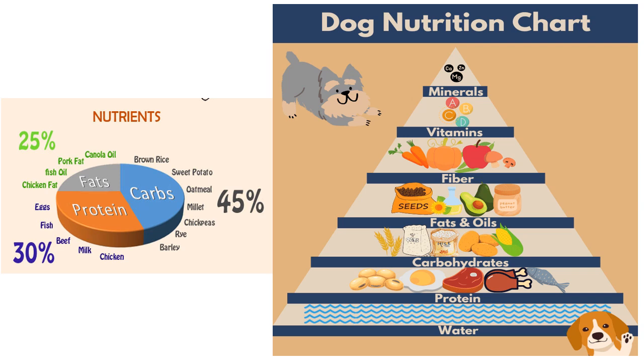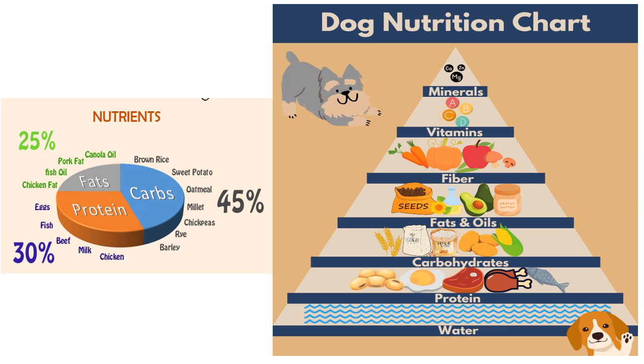So vitamins and minerals are at the top, that is the lowest requirement, lowest in quantity, but they are very important. And the water is at the bottom, that is the largest amount required. On the left side we can see the percentage. So carbohydrate requirement is 45%, which can be rice, potato, oatmeal, millet, chickpeas, rye or barley.